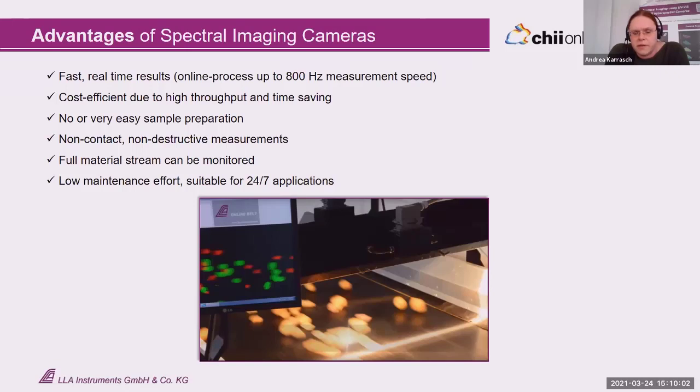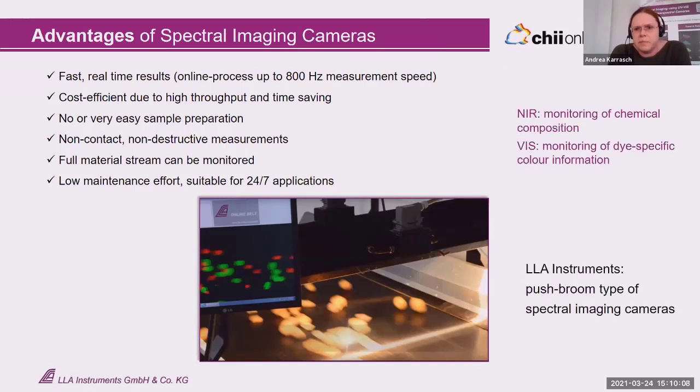Now, for the imaging industry, this is not news, but what is new for them is that you will have the opportunity to monitor or use in sorting the chemical composition if you use an NIR type of spectral imaging camera. And if you use a VIS or SWIR type of spectral imaging camera, you can monitor the information of the dye color itself.